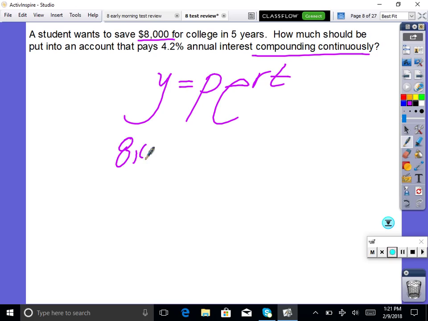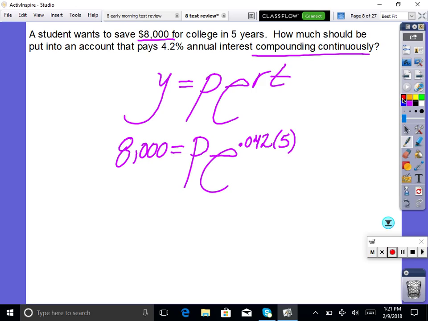So that's what they want to end up with. 8,000 is equal to, in 5 years, so our time is going to be 5 in a second. How much should be put into the account if the account pays this much interest? So that would be 0.042, and then it was time 5 years.